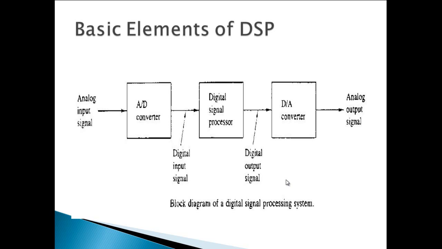So you need to convert it into a digital signal. Then you feed this digital signal into the digital signal processor. You get a digital signal output, fine, followed by which the D/A converter will convert your digital signal back into an analog signal.